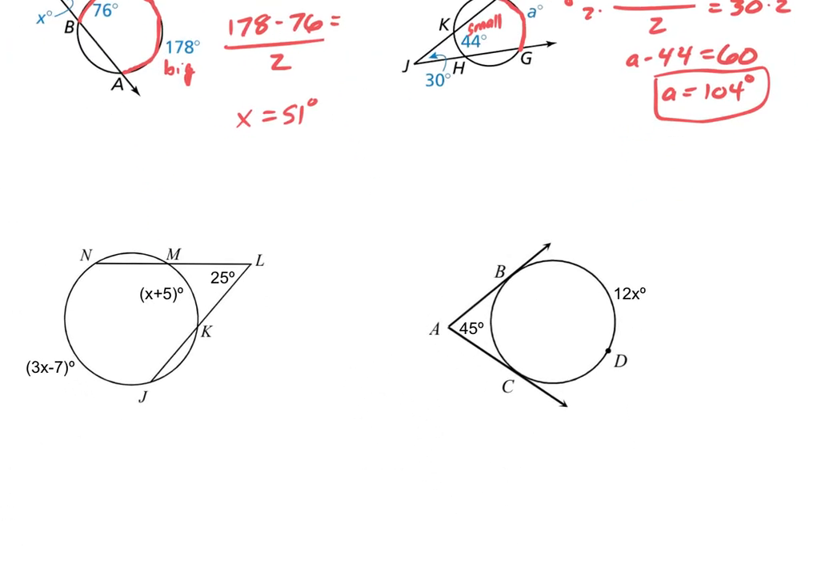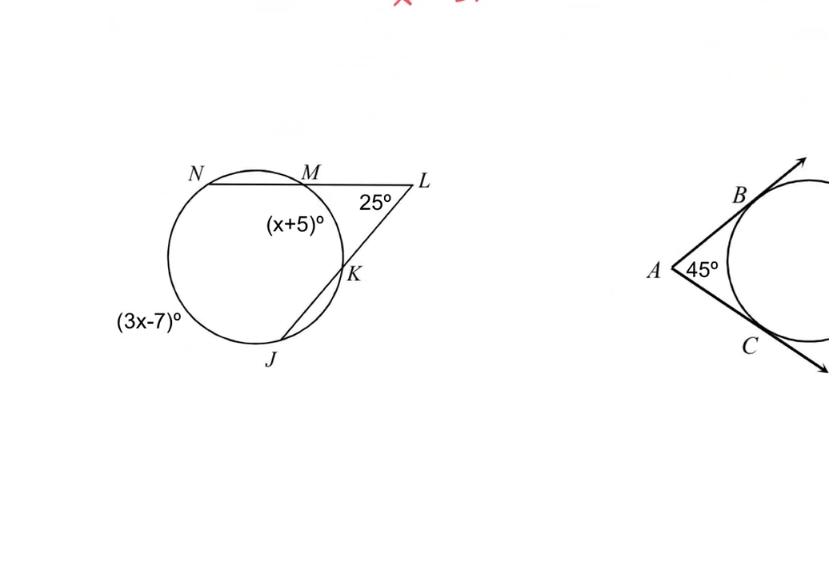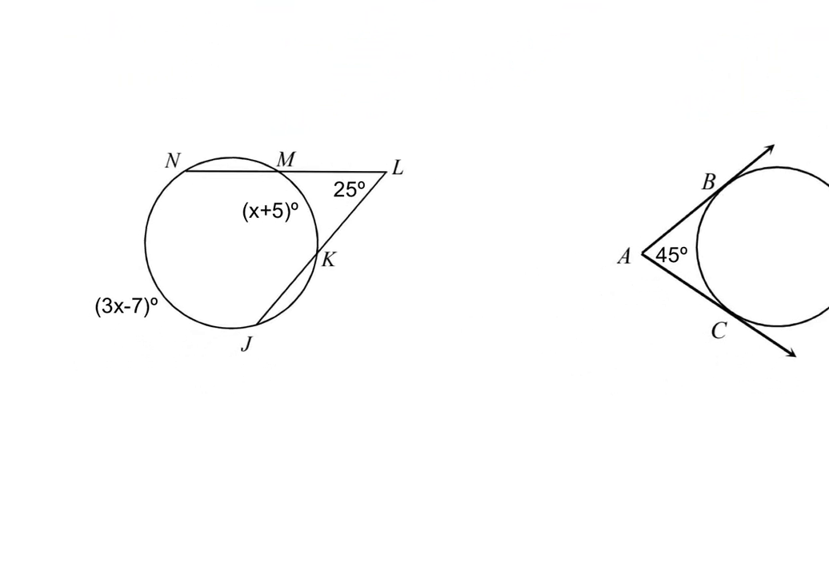Okay. I'm not going to do both of these, so let's do the one on the left here, okay? These are just kind of algebra heavy. Same idea though. This is big, this is small, 25 is my angle. Okay? We're trying to find out what x is here.